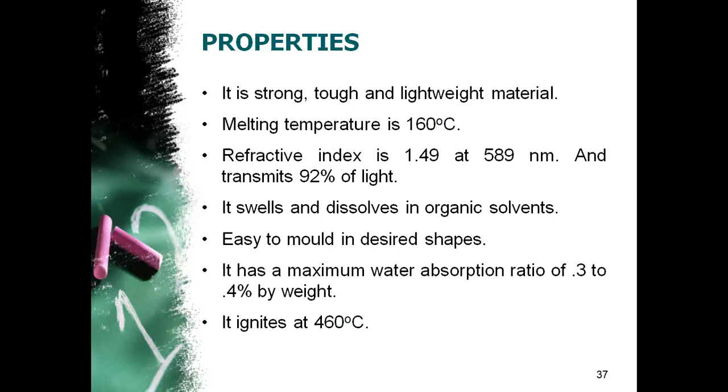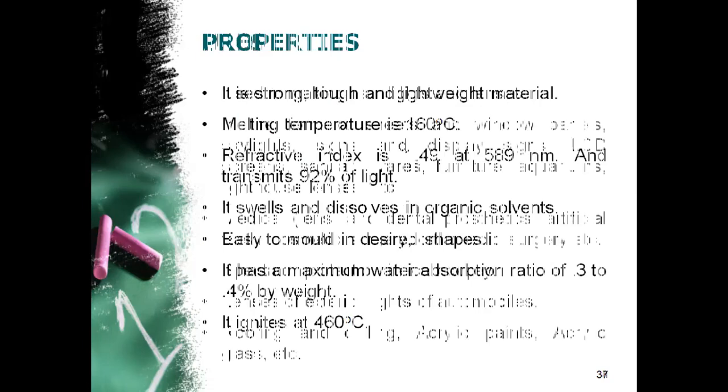Moving on to the properties of PMMA. PMMA is a strong, tough, lightweight material having a melting point of 160 degrees Celsius. It has a high refractive index and it can transmit 92% light. It swells and dissolves in organic solvents. It is easy to mold and thus can be made into desired shapes. It has maximum water absorption ratio. It ignites at 460 degrees Celsius.